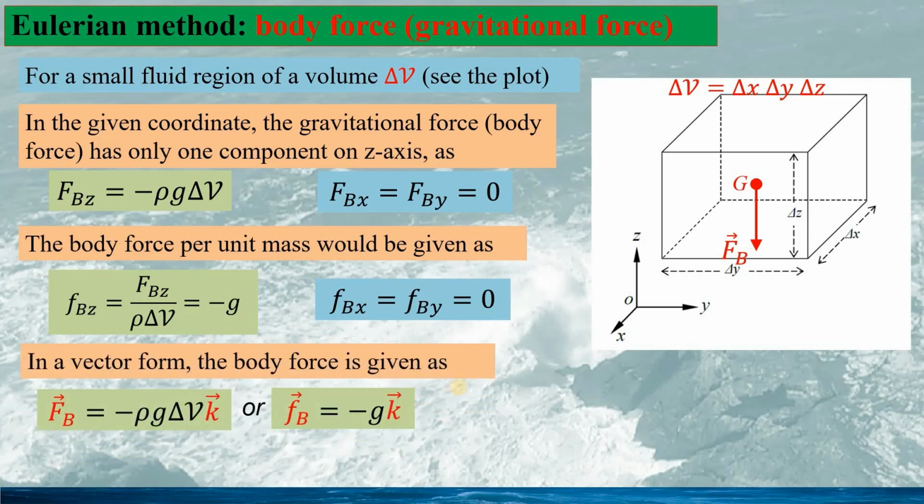If we write the body force, the gravitational force, in vector form, it would be given as this: capital vector Fb equaling minus rho g delta V vector k, or vector fb equaling minus gk. Here, k is the unit vector for the z-axis.